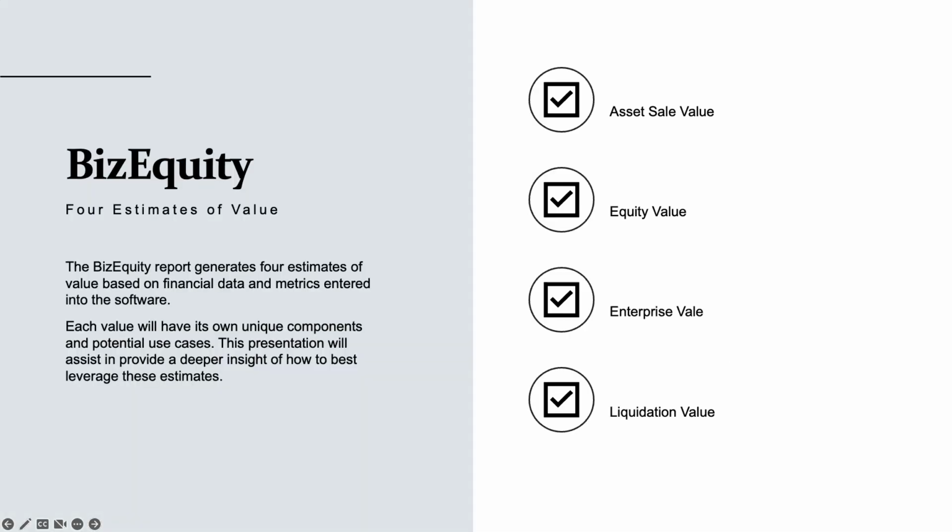All right, thank you, Marie, for the introduction, and hello again, everybody. We'll get right into it. Many of you here are familiar with the software and that it generates four estimates of value based on the inputs put into the software. Each of these values is going to have its own characteristics and use cases. So we'll dive a bit into each of them and hopefully give you a better foundational knowledge of what's really making them up and when is best to use them. We'll go ahead and start with the asset sale value.